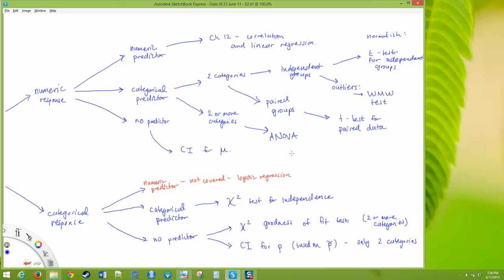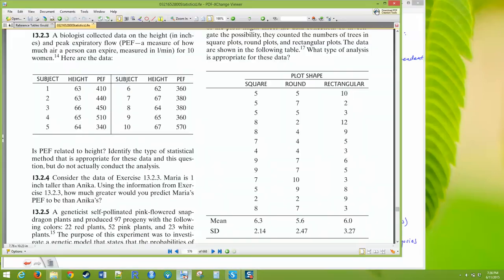There's two t-tests for independent groups. One is with a pooled standard error, and one is a non-pooled standard error. And we teach the non-pooled one, but if you did ANOVA for two categories, it's equivalent to doing it with the pooled standard deviation. Okay, so you have that.